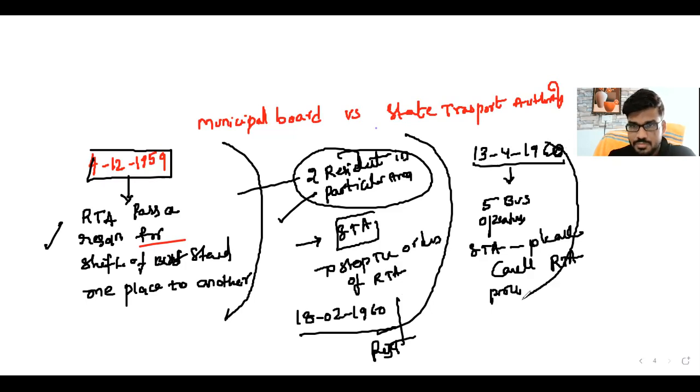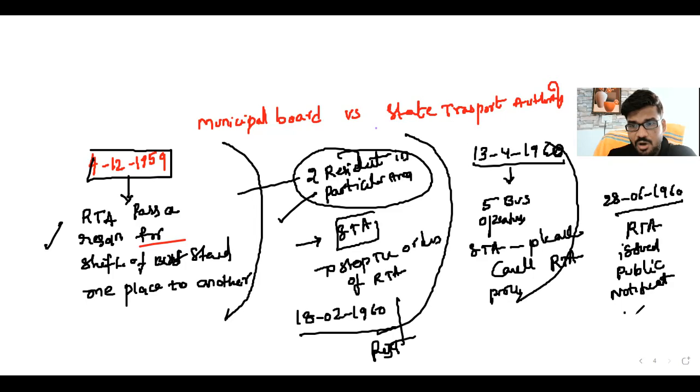They approached, but what happened? On 28/6/1960, the RTA issued a public notification, a public notice, for shifting of the bus stand.